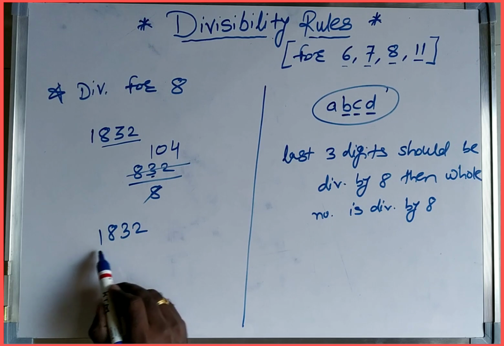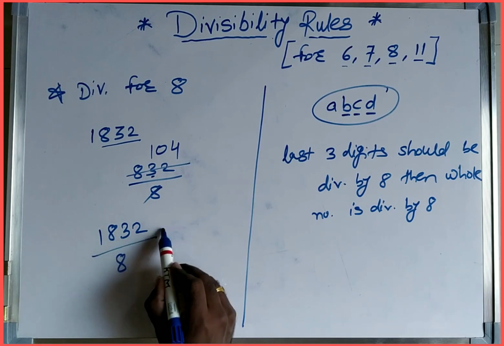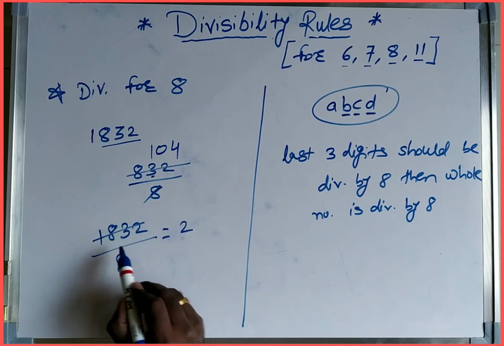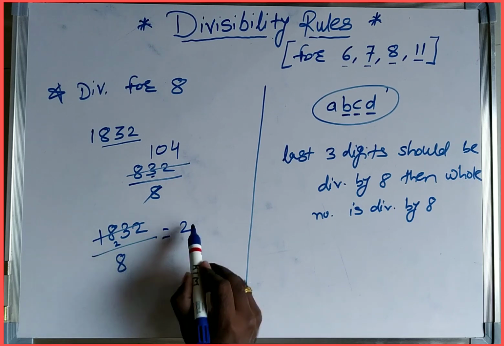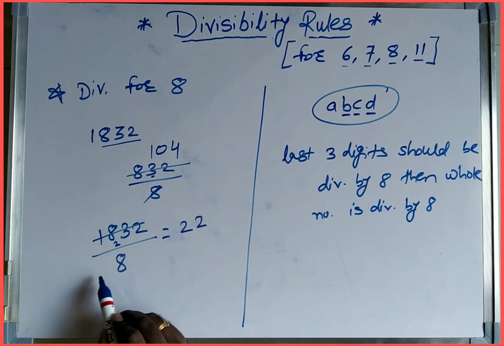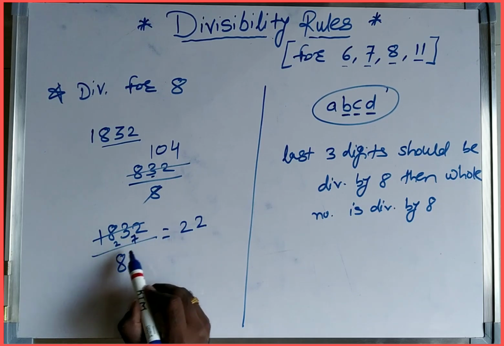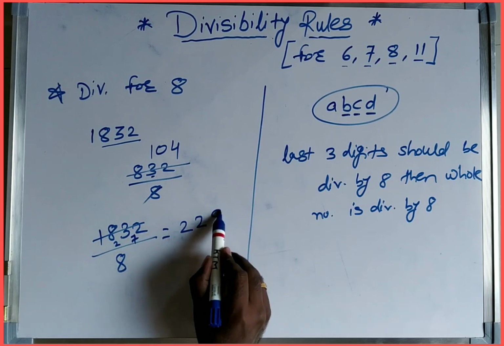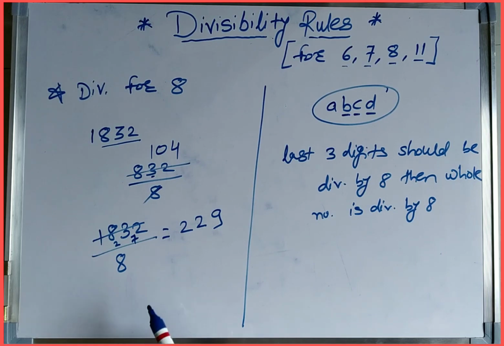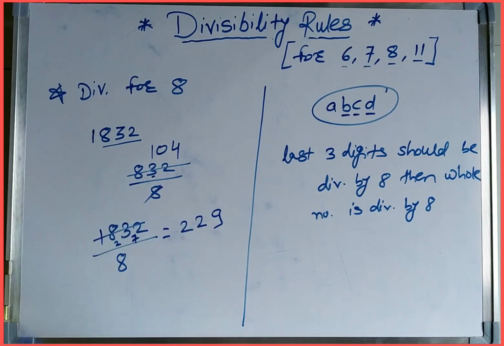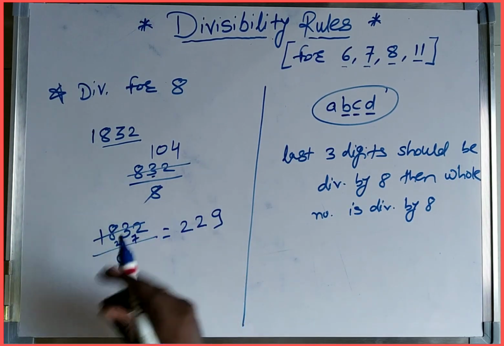So 1832 divided by 8. 8 2s are 16, remaining is 2. Again 8 2s are 16, and 4 plus 3, the remaining is 7, and 8 9s are 72. In this way we can divide any number by 8.